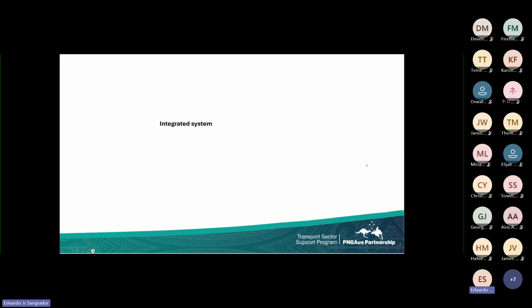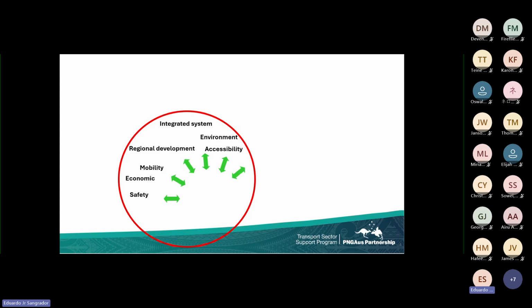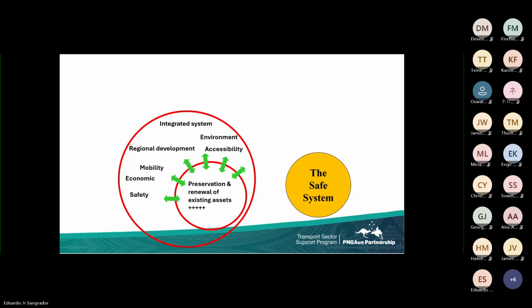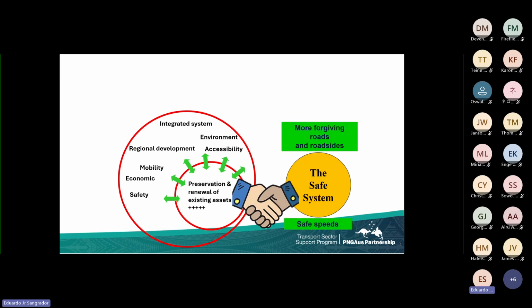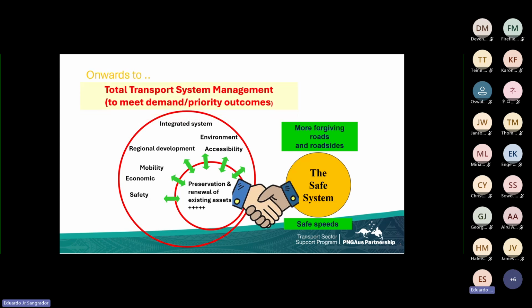On asset management, or any management system, we want an integrated system. We want to include the environment, the regional development, mobility, economic, safety, and accessibility, all in all, with the aim of preserving and renewing existing assets. To have a safe system, these two go hand in hand, to have safe speeds, more forgiving roads and roadsides, onwards towards total system management to meet demand and priority outcomes.